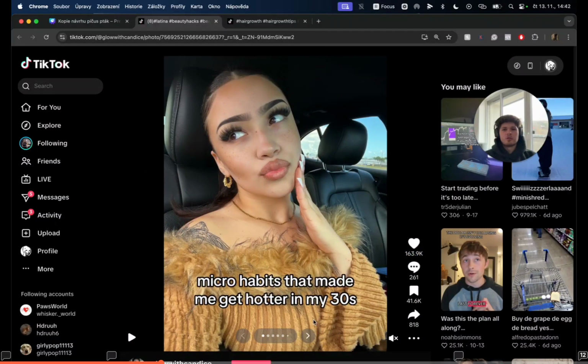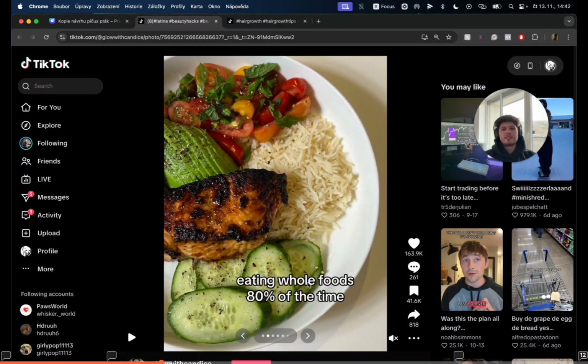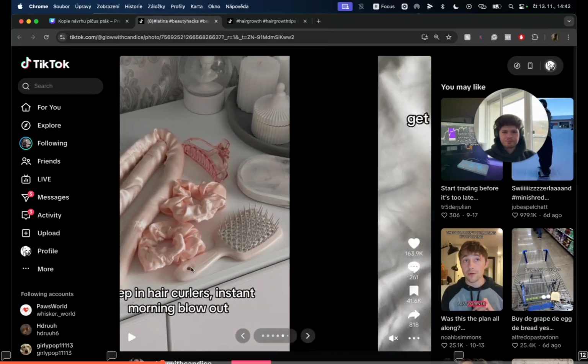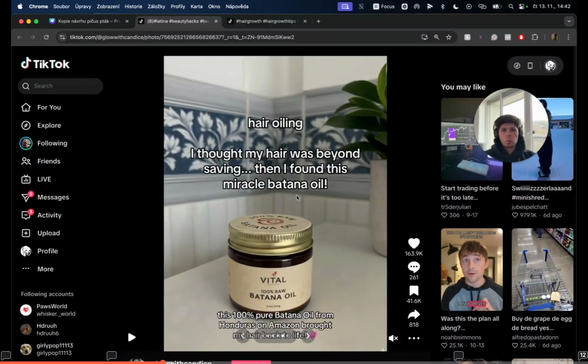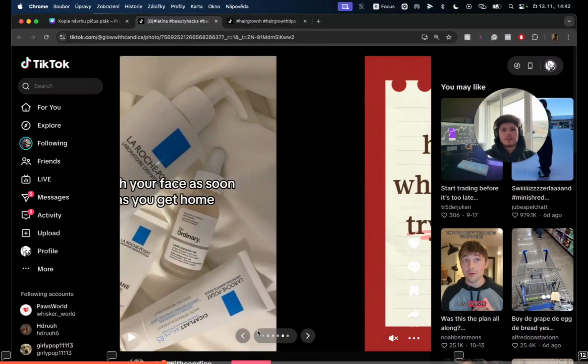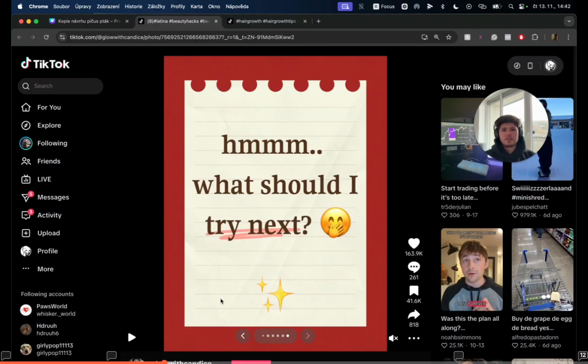Also, it's not really a micro habit, I guess. I'm guessing micro habits are going to be something small that you're doing throughout the day. I have no clue. But yeah, and then hair oiling, okay, the CTA, and so on. So this is pretty solid, and this also feels pretty girly. So I also like this one a lot.